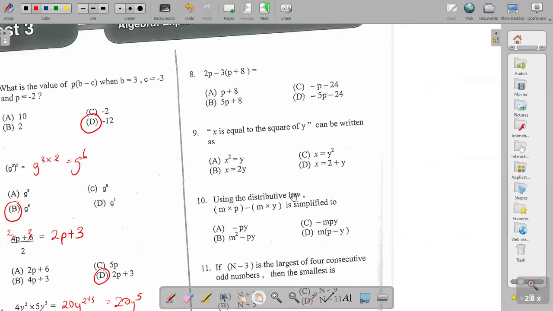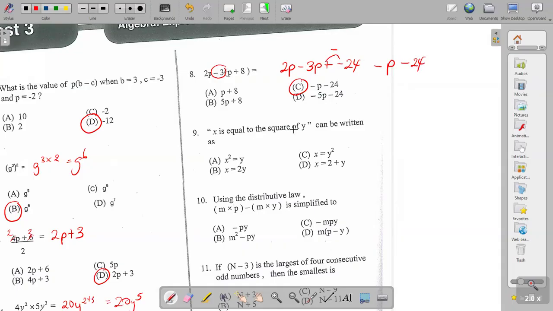Moving along quickly. Here we have brackets. So we know we got to multiply by the brackets, but you know you got to multiply by minus 3. So it's going to be 2p minus 3p plus negative 24, because negative 3 times positive 8 is negative 24. And you know, this is going to become a minus p. You should know why signs are different. So you have to take the sign of the bigger number, and 3 minus 2 is 1, minus 24. So your answer is C.